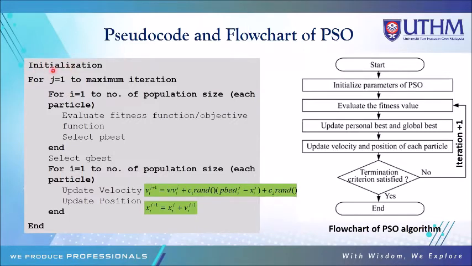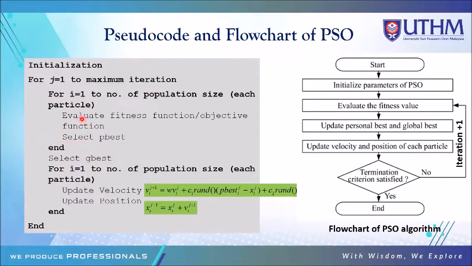Look at the pseudocode. This is the initialization. For iteration 1, let's say J is the number of iterations. PSO works based on the population size. We have a number of particles. For every particle we need to evaluate the fitness function, and then select the P best for particle number 1. Let's say we have 20 particles.